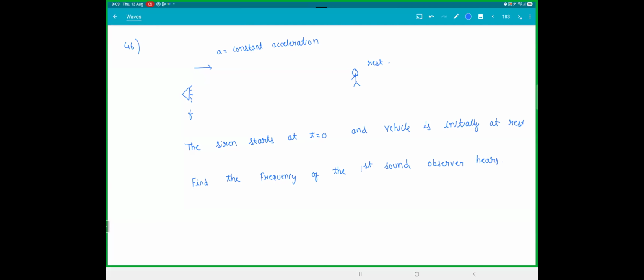Let's see how you will approach it. Now, you can't use those formulas because those formulas are derived when the velocity is constant. You have to go back to the derivation. You need to see how we even derived that frequency. Think for a minute.